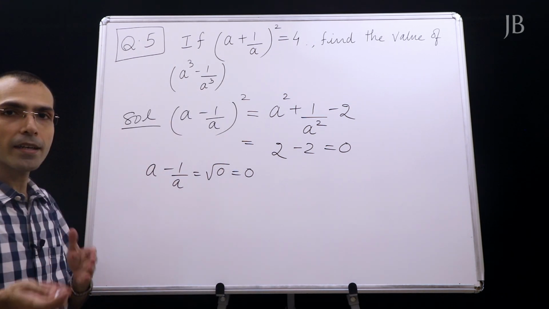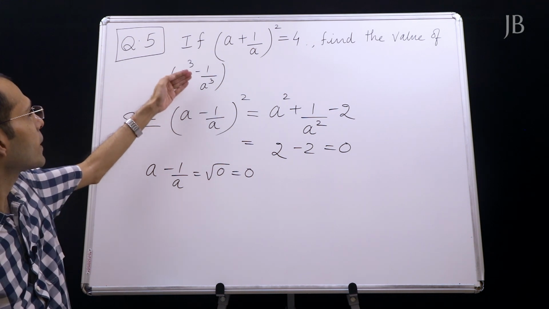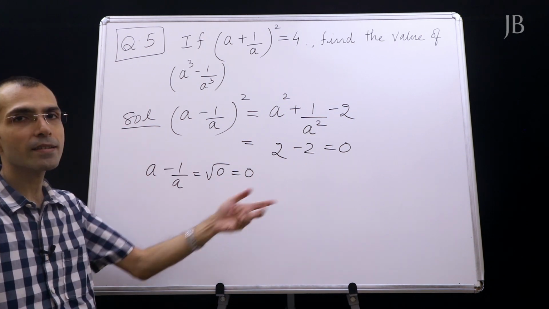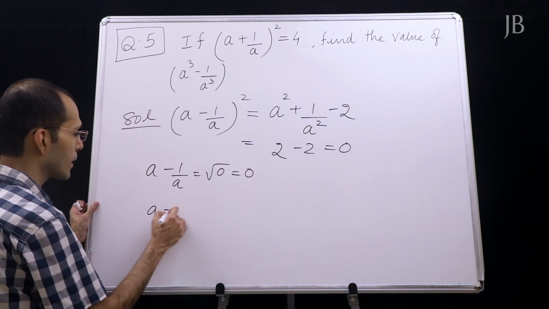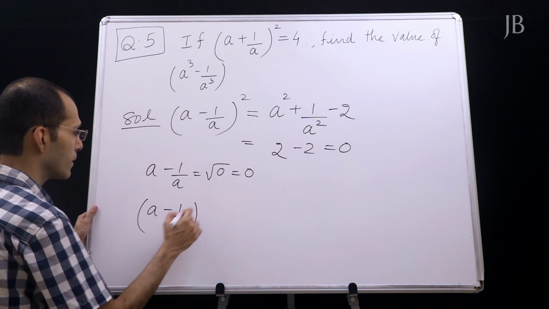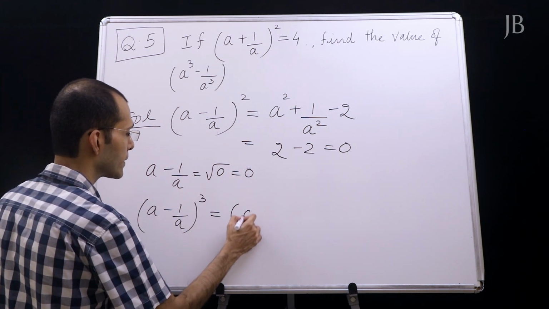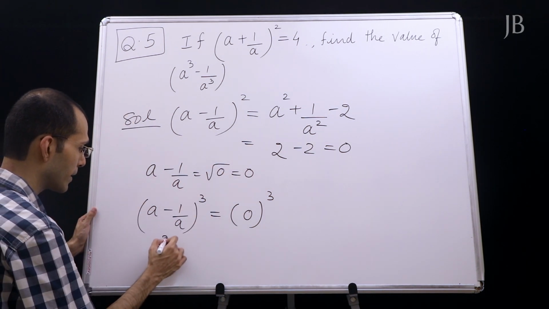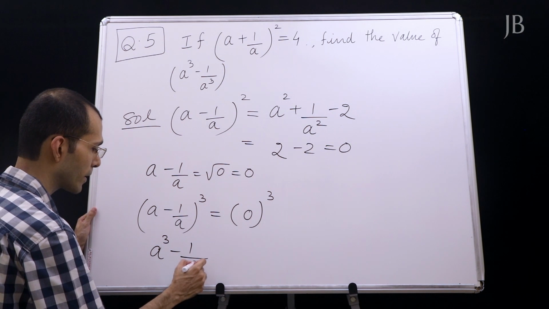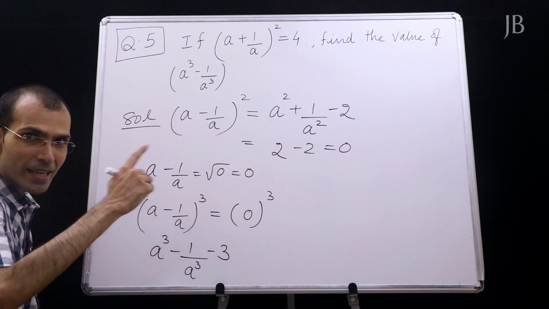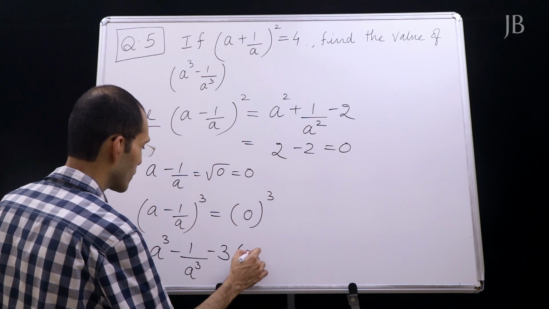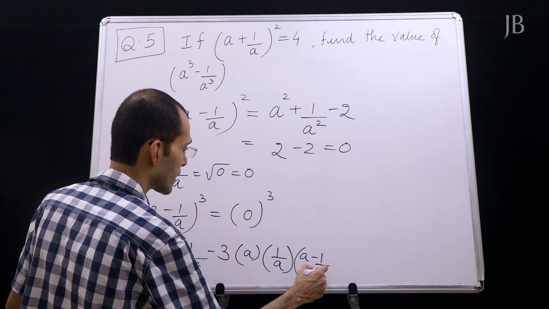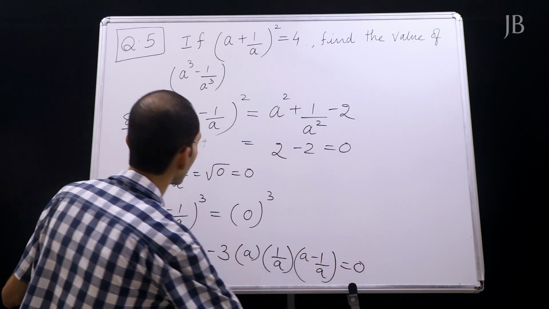Now what is our final target? A cube minus 1 upon a cube. So what to do? Cube both the sides. So this will be now a minus 1 upon a, the whole cube, equaling 0 cube. Open up this. This will be a cube minus 1 upon a cube minus 3ab, so it is 3 into a into 1 upon a into a minus 1 upon a, is equaling 0.